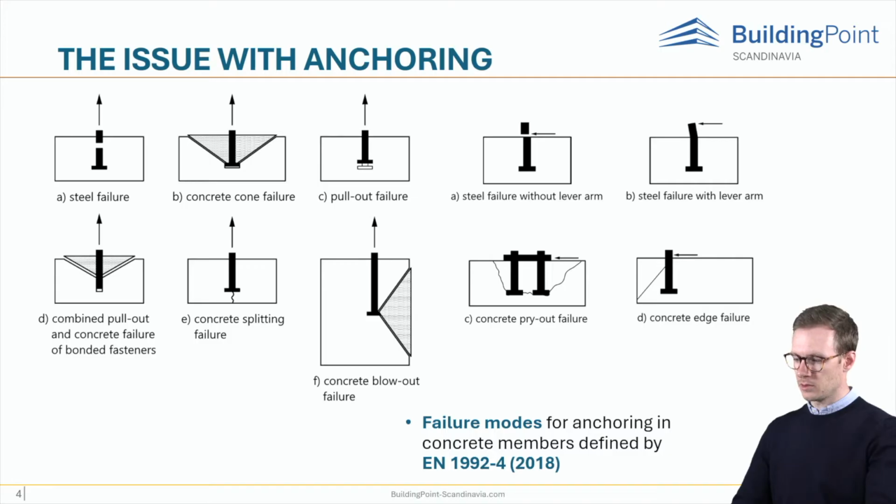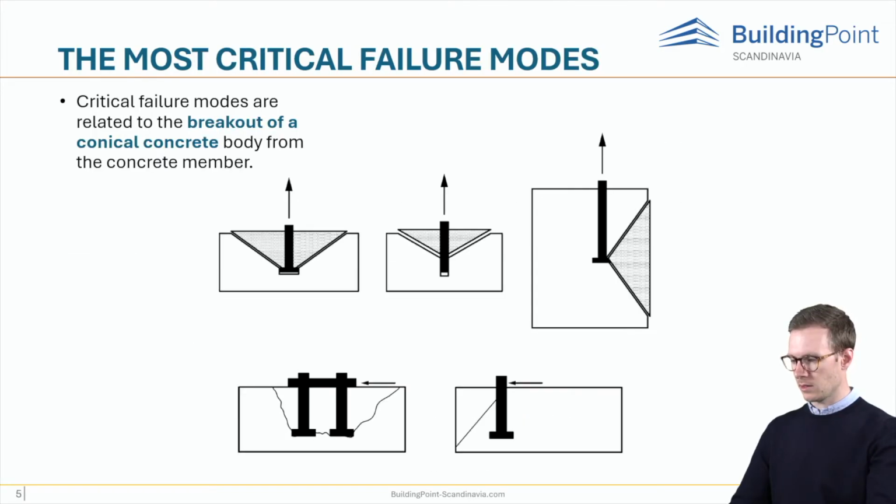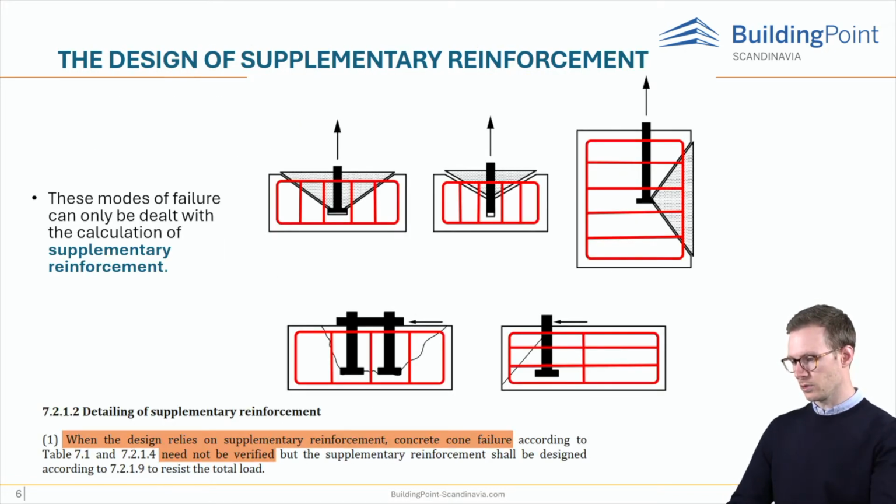These are the failure modes of anchor details mentioned in the Eurocode, both for steel and concrete. The most critical failure modes are often the ones involving the concrete breakouts. And the question then arises, how can I deal with this? In some cases, the simple solution is to enlarge the concrete block, but for most cases that is not possible or economical. So the other solution is to introduce reinforcement.